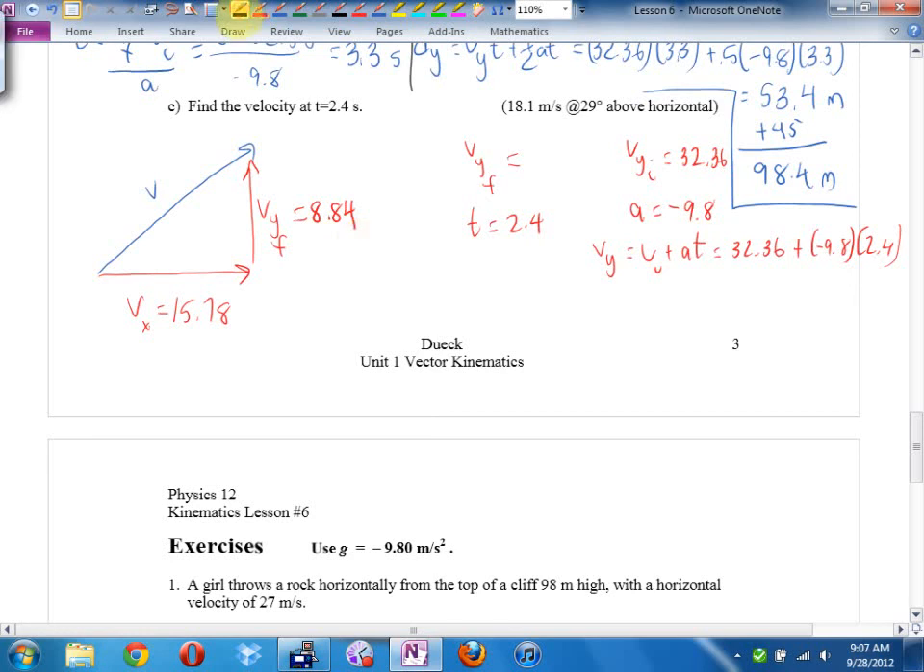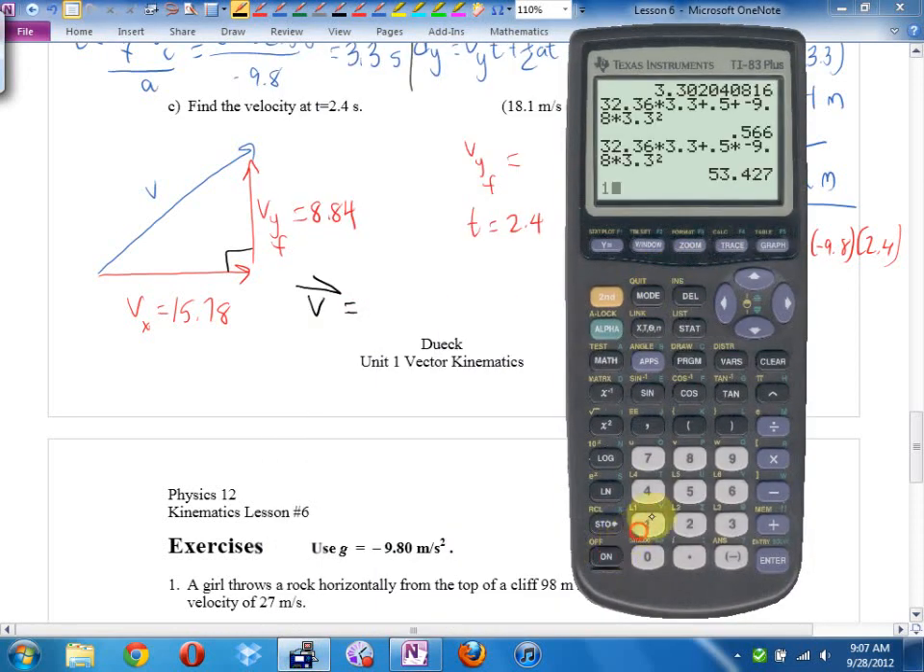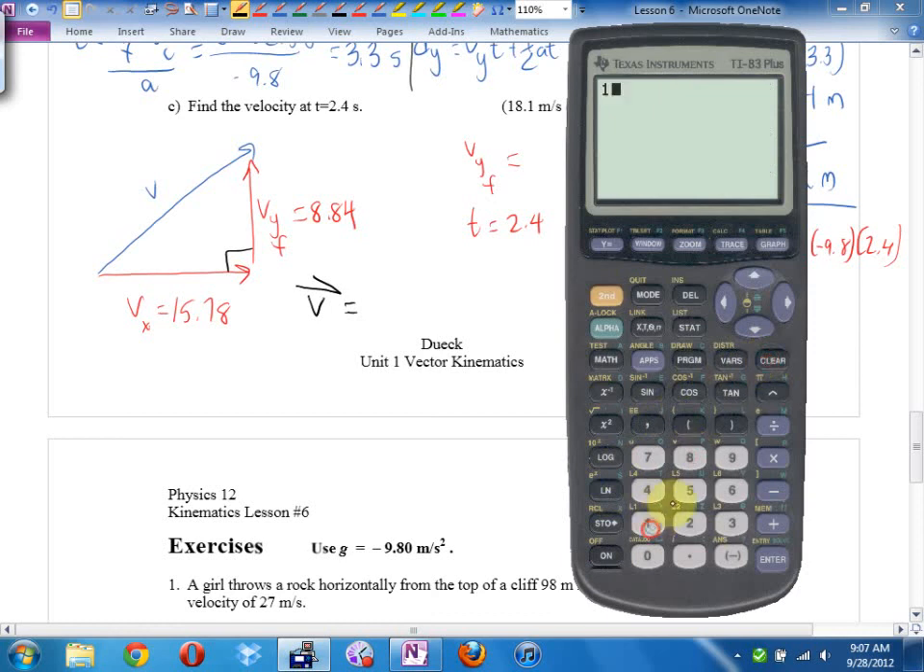How's that help? Really? You're saying that doesn't help? Yes, in fact, we can bring math 8 into the picture here, Pythagoras. So the mystery velocity that they want me to find is going to be 15.78 squared plus 8.84 squared, square root. 18.1 meters per second.